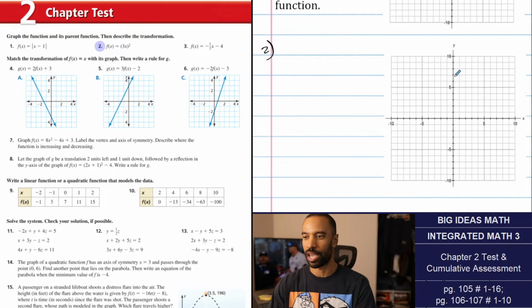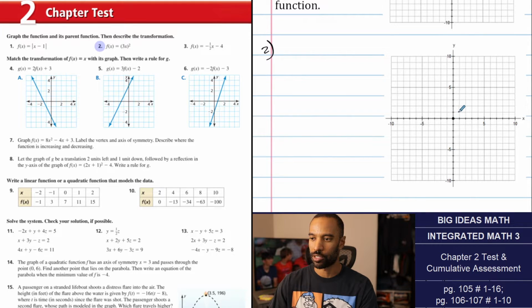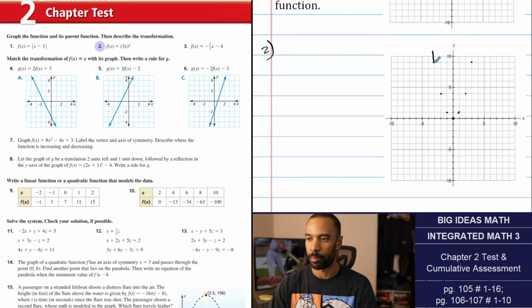This is a quadratic function, f of x equals x squared. 0 squared is 0, 1 squared is 1, 2 squared is 4, 3 squared is 9. Squaring the negatives also turn positive, reflect across the axis of symmetry. That is the y-axis. This U-shaped parabola is our parent function, f of x equals x squared.